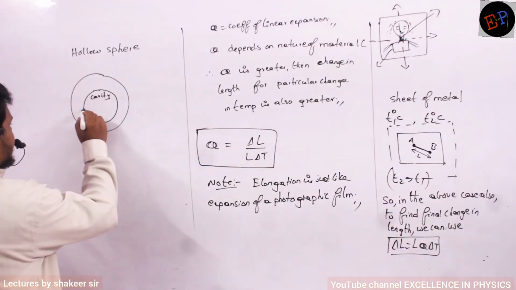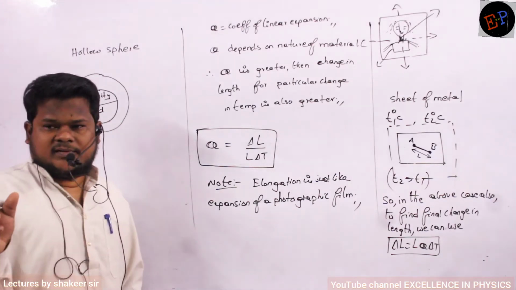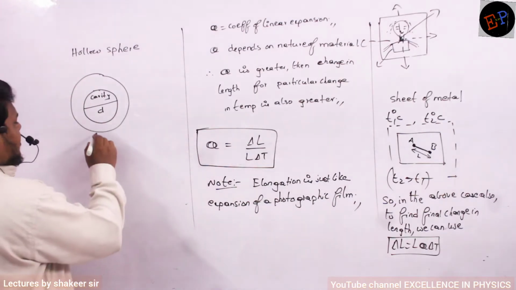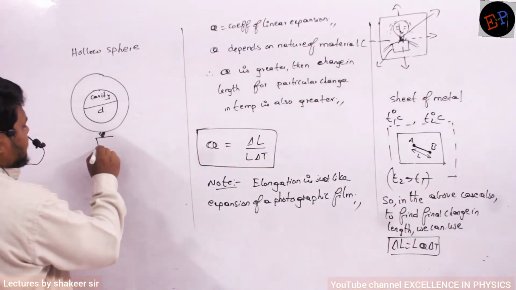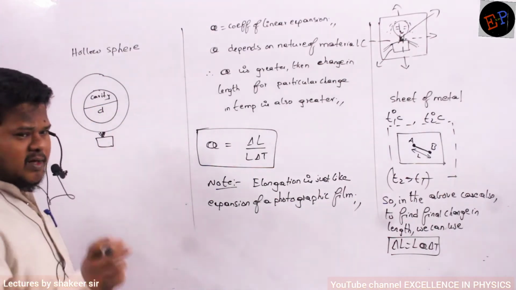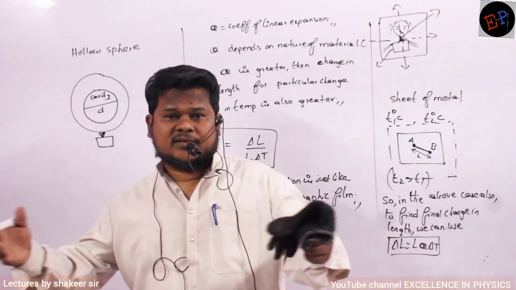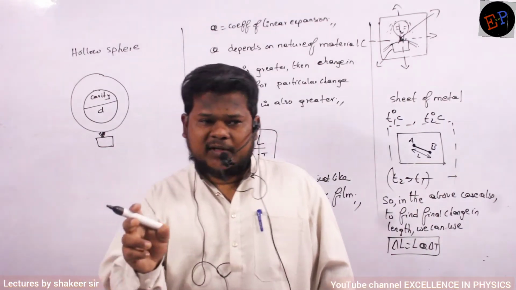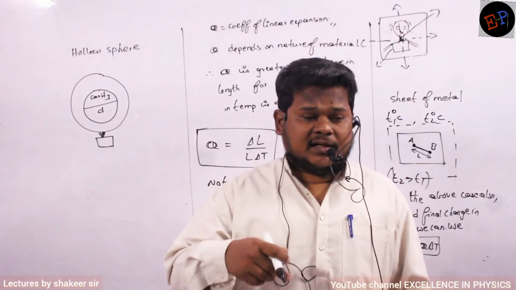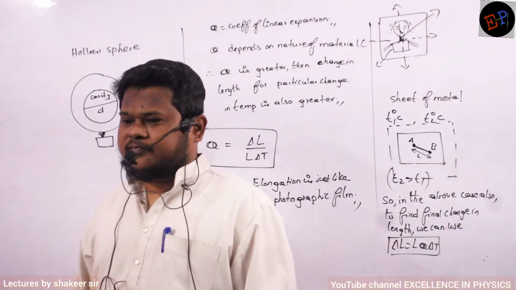So initial diameter is how much? Initial diameter of this one is D. The diameter of empty space is how much? Diameter of empty space is D. Okay, now I started heating this one. Now the question is, this diameter, will it increase or decrease? I am not discussing about the diameter of the total sphere. I am discussing about the diameter of the empty space which is present. The diameter of the gap, the diameter of the cavity which is present. Its length, will it increase or not?